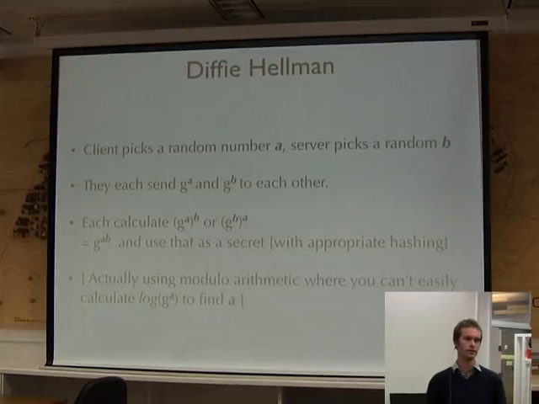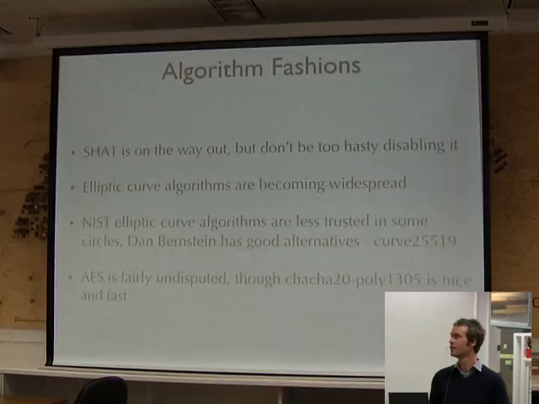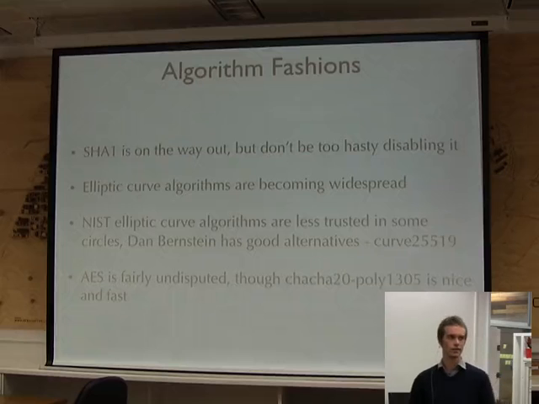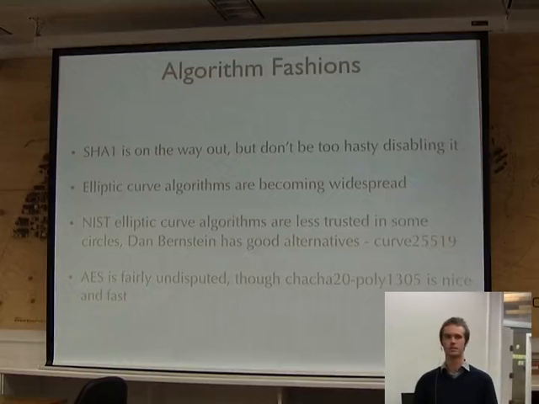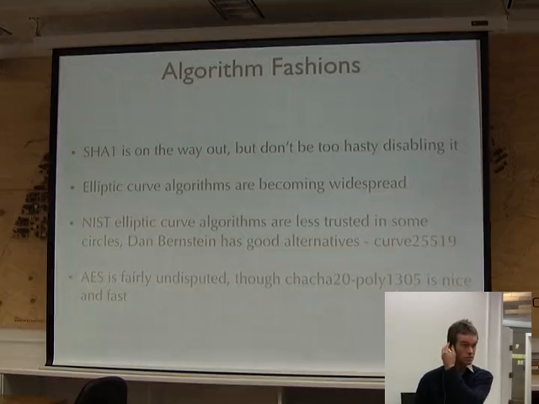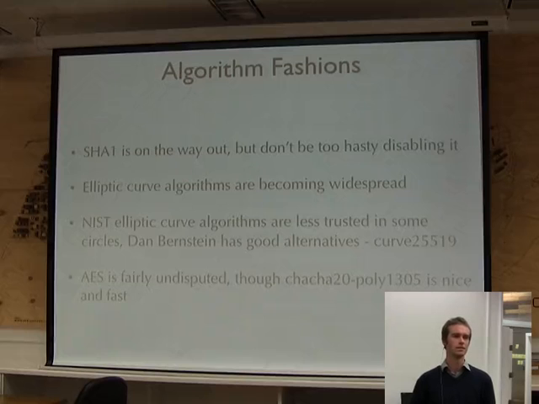Elliptic curve Diffie-Hellman is a similar principle, but using a different number space, I think. Algorithms change in fashions. When the SSH spec was written, SHA-1 was the thing to use. The problem is that's becoming less secure, particularly for things like SSL certificates. But for SSH, it's not too bad. I'd advise against disabling it because lots of implementations still don't support the alternatives properly.